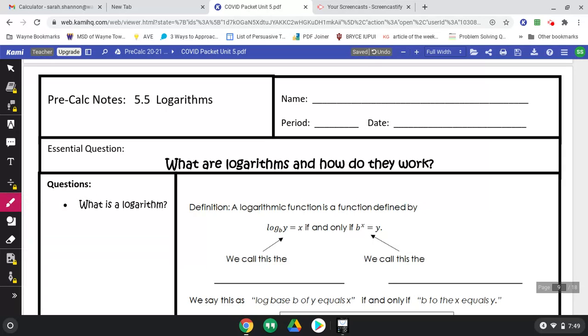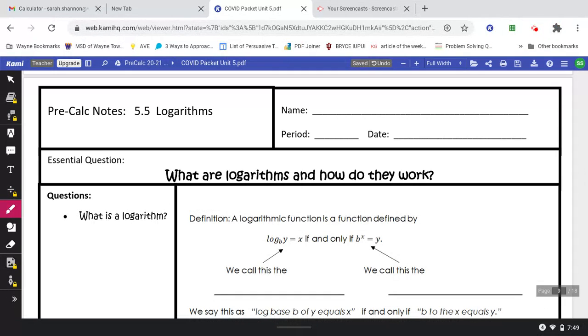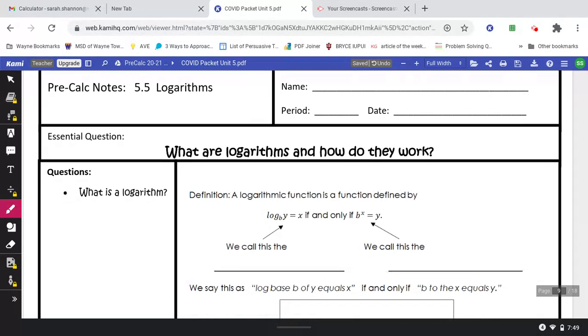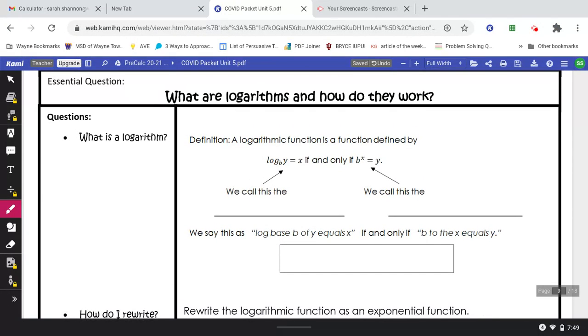These are the 5.5 notes for PreCalc. We're going to be talking about logarithms today. Our essential question is, what are logarithms and how do they work? So our first question, what is a logarithm? A logarithm is something that we can use that'll help us find the exact exponent.